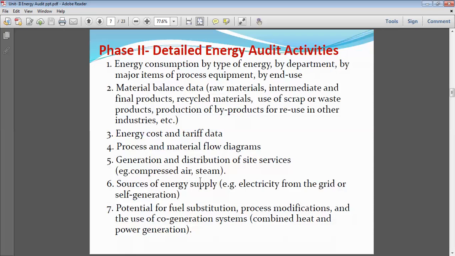Second is the compressed air. It is not only the distribution of electrical energy. It is also compressed air. It may be steam, it may be hot water, it may be cool water, it may be a chilling plant, it may be cooling towers. So for whatever utilities there are, we have to understand the layout and distribution of the utilities.